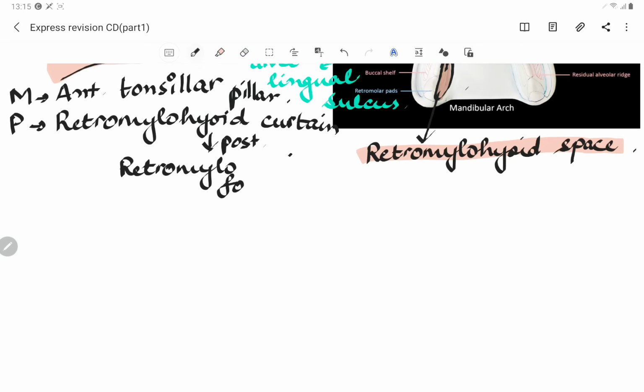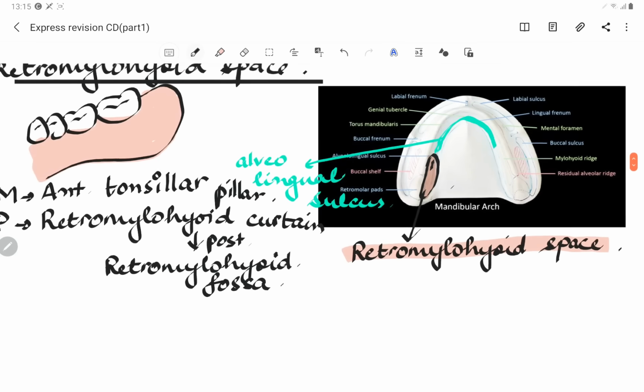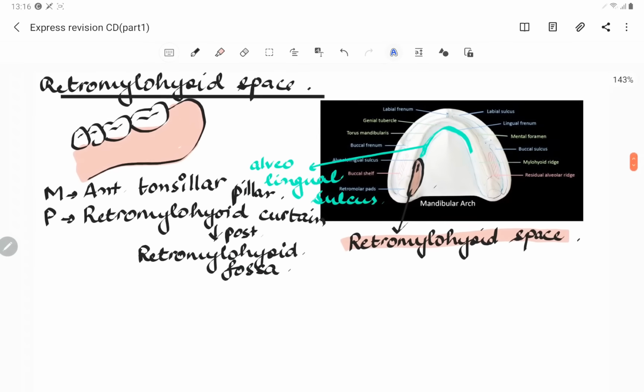Let's talk about it once more. First of all we have got the retromylohyoid space, which is posterior to the alveolingual sulcus. So this is the alveolingual sulcus. Posterior to it is the retromylohyoid space, posterior to the retromylohyoid space is the retromylohyoid curtain, and posterior to the retromylohyoid curtain is the retromylohyoid fossa, right.